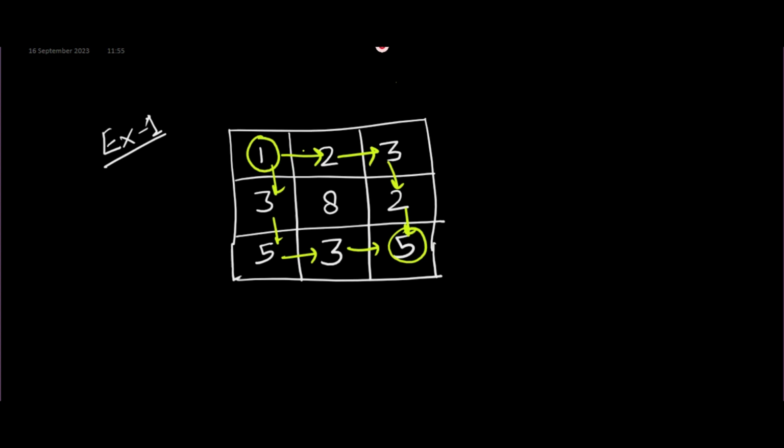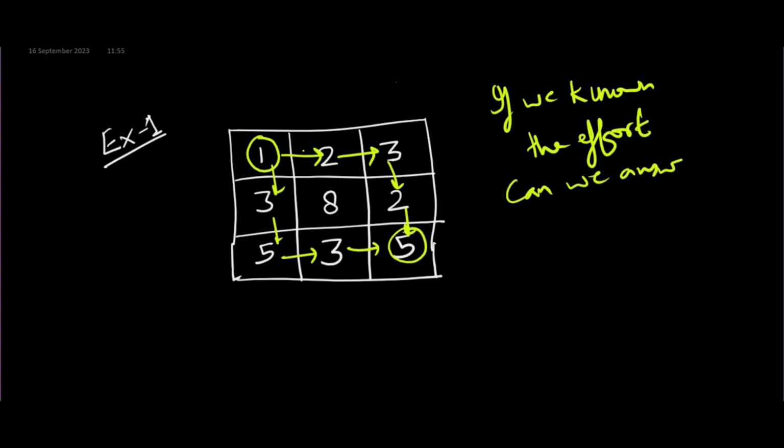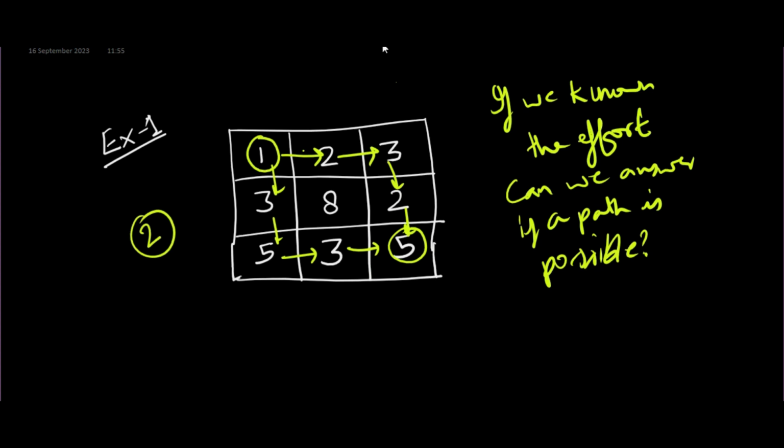So is there a way to solve this problem? Let's change this question a bit. Suppose we know the effort, that means the maximum absolute difference of the path. If we know the effort, can we answer whether a path is possible or not? Let's suppose we assume that the minimum effort is 2. Now what we can do is we first include 1 in our path.